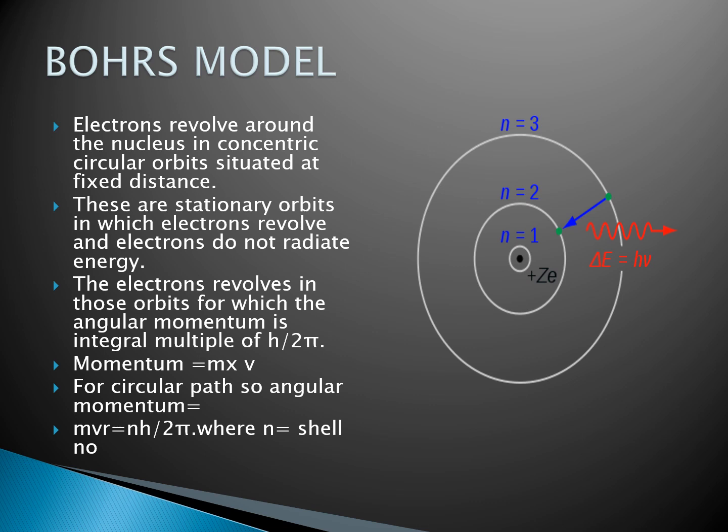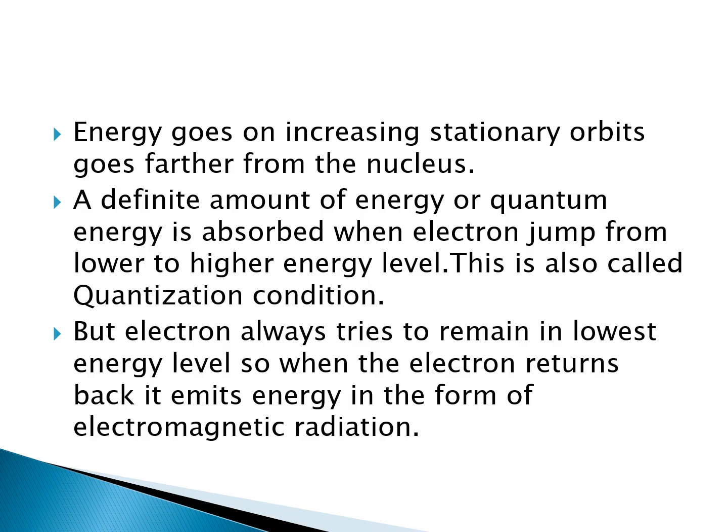It means if we talk about shell number 1, n is equal to 1, so the angular momentum is h by 2 pi. If n is equal to 2, then it is 2h by 2 pi. It is not like 2.5 or 1.5, no, it is in integral multiples. Next, energy goes on increasing as the stationary orbits go farther from the nucleus. We will discuss this point in spectrum.